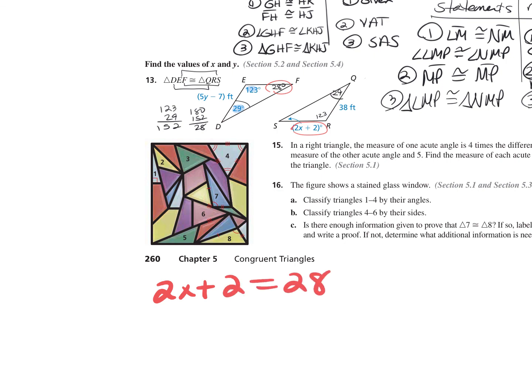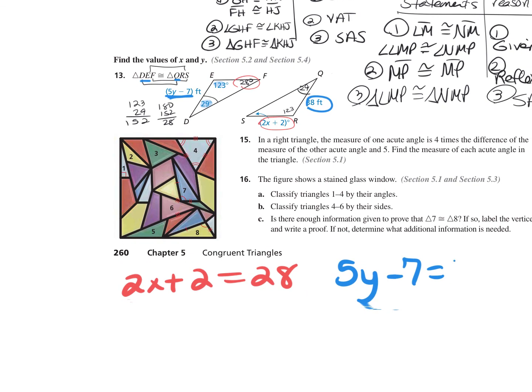And then for the side length, notice this 5y minus 7. It's ED. It's the first two letters. So you're going to match it with QR, which is over here at 38. So the other equation you would solve is going to be 5y minus 7 equals 38. Notice each equation only has one variable, so it's nice and easy to solve. So stuff like that versus a system of equations.